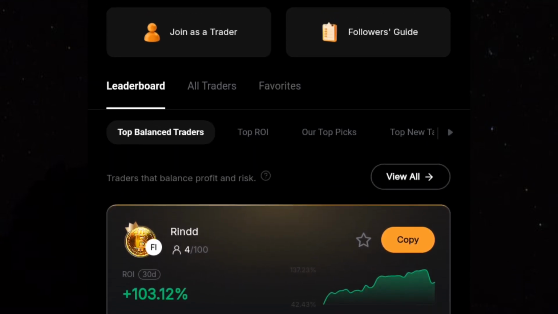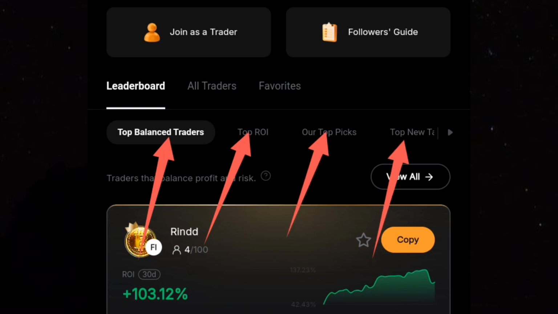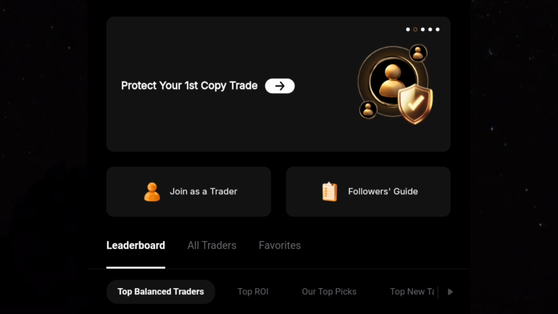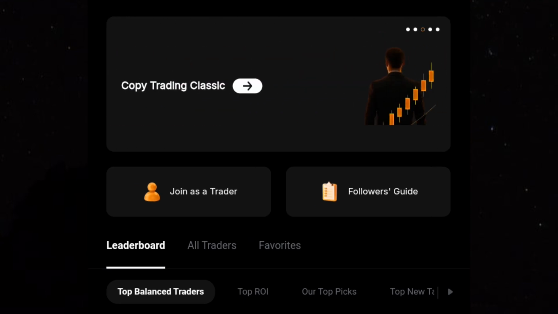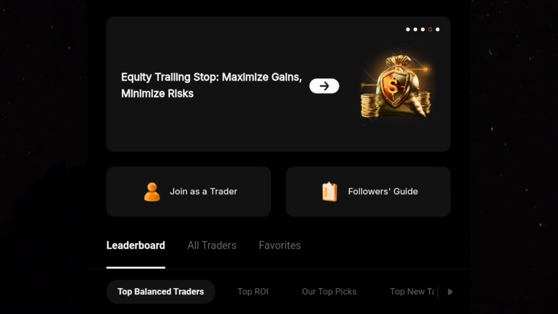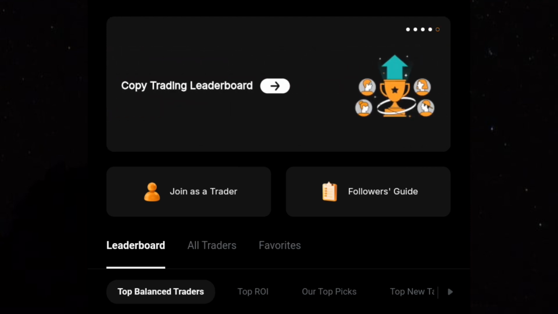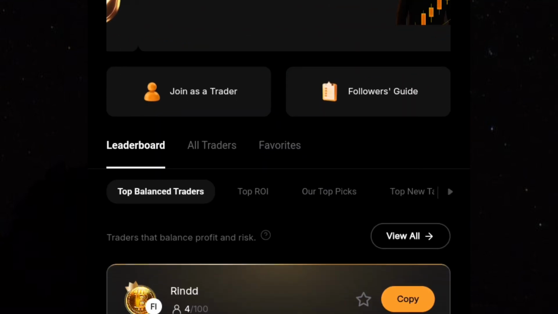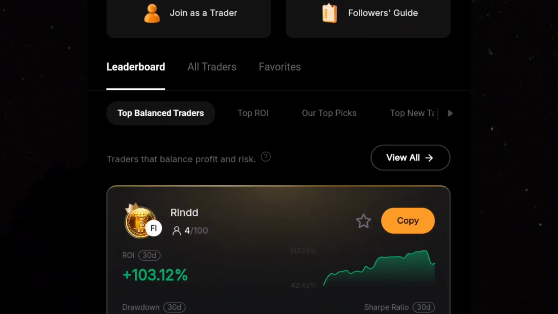So there's some things you need to understand about copy trading. First of all, you can see they have top balance traders, top ROI, our top picks, new traders. I'm going to actually show you everything. You can see top picks, top new traders, boosted traders, highest follower profit, and lowest drawdown. So I'm going to start explaining everything from beginning. Now, if you know that you are a trader, which means you want to apply as an expert, you want other people to copy you, then this area is for you. Now, if you know you're just here for copy trading, you want to just follow expert traders, copy their trade, and of course make profits from it, then you can actually follow with what I want to share.